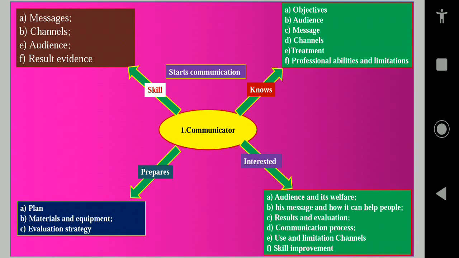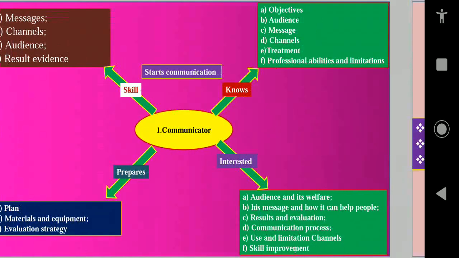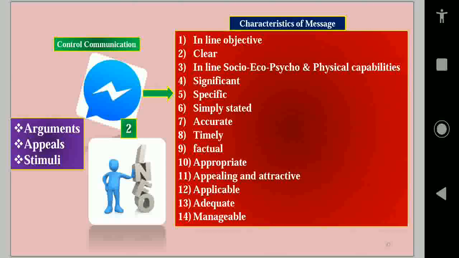Then he should prepare communication material and equipment also. And also he should prepare a plan for evaluation of results. Okay, and here the communicator starts the communication process. Okay, remember this. Then come to the message. In message you can see that message is also called arguments, appeals, stimuli. It also controls the communication process, information.